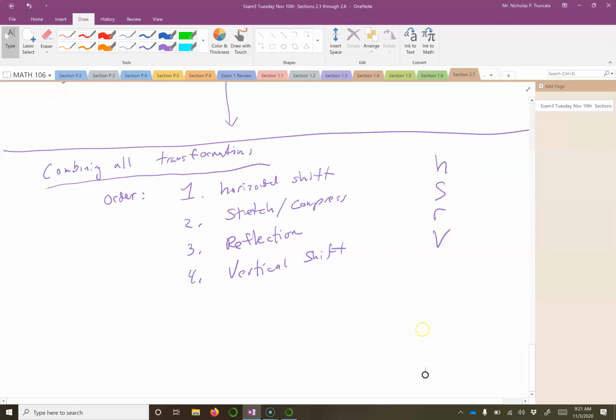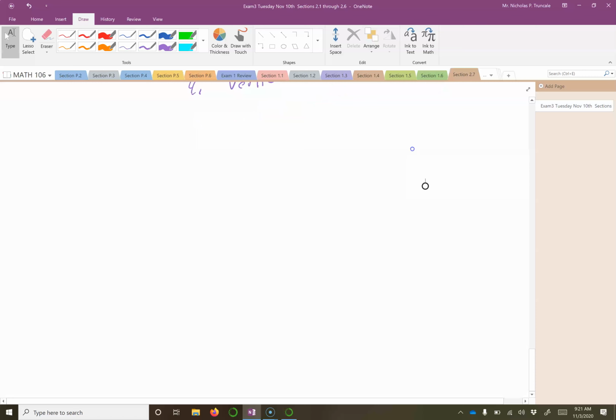So horizontal, stretching, reflecting, vertical shift. All right. So here is an equation. Now it'll look complicated, but we'll just dissect it as we do each transformation. So let's say we had y equals -1/2 times (x plus 3) squared minus 4. There's a lot going on there, right?